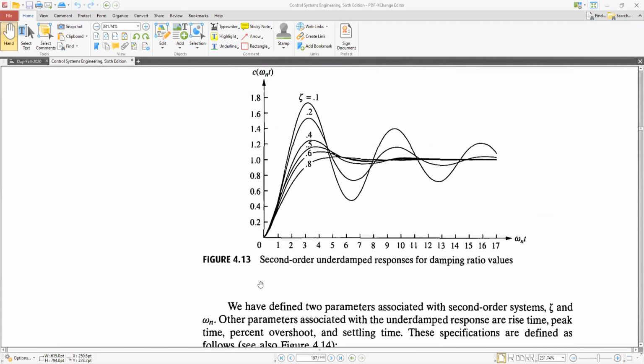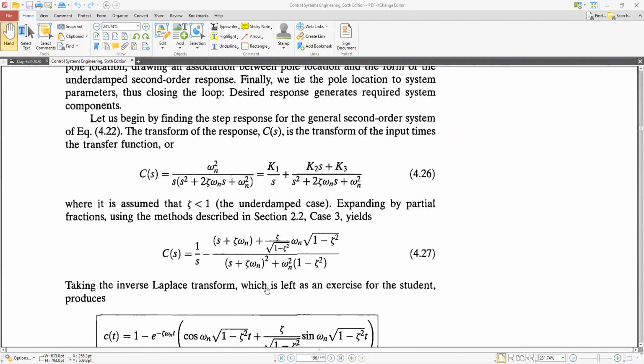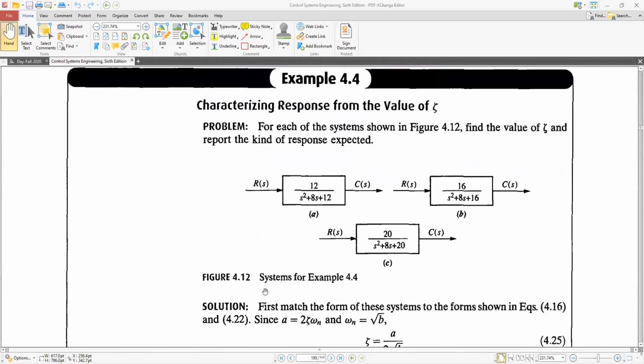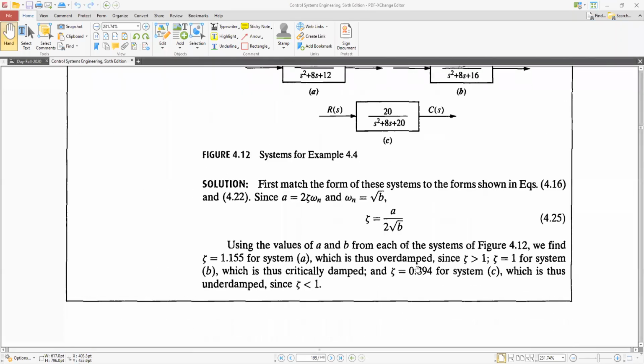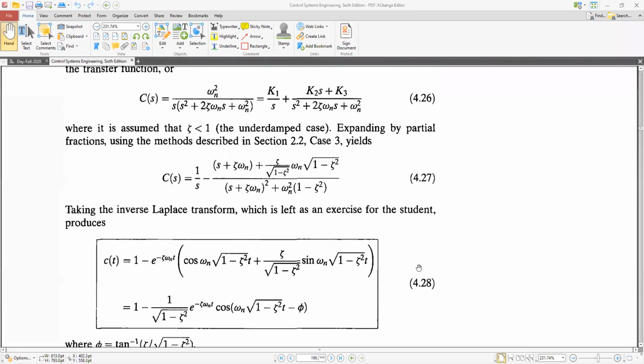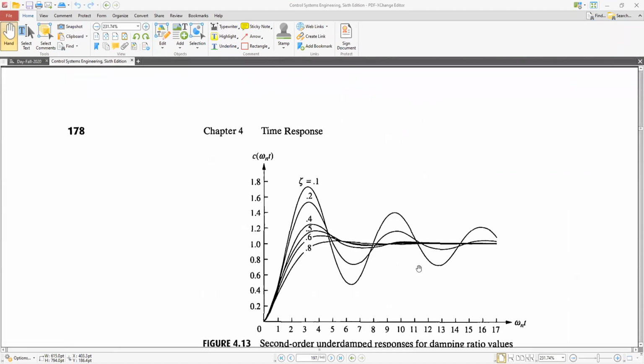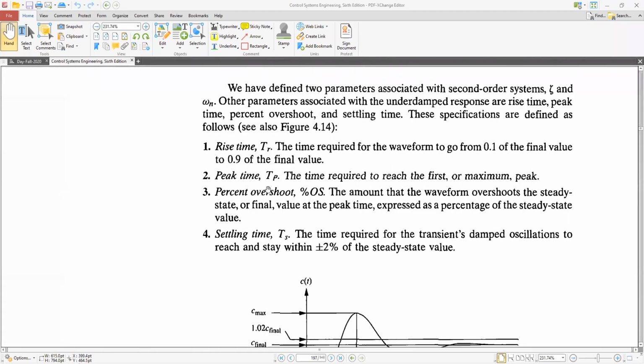A few things for the underdamped system. Let us see what the underdamped system is. This kind of system would be underdamped. The value of zeta would be higher than 0, lower than 1. For the underdamped system, the rise time TR is the time required for the waveform to go from 0.1 to 0.9 of the final value. This is the rise time.